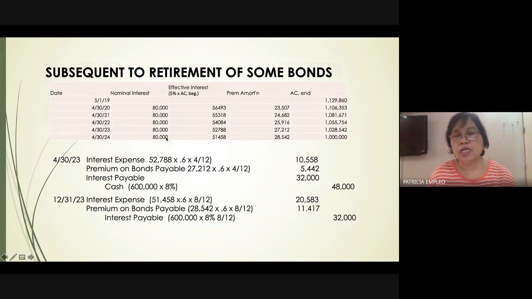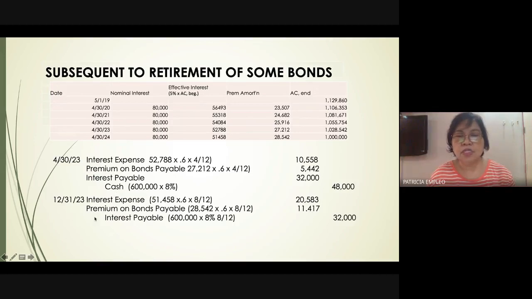Where are we now? We are in this level here. Debit interest expense, that is 52,788, this one, times 0.6 times 4 months from January 1 to April 30, 4 over 12, so that's 10,558. Debit premium on bonds payable, that is 27,212 times 0.6 times 4 over 12, 5,442. And we cancel again the previously recognized interest payable set up on December 31, 2022, 32,000.